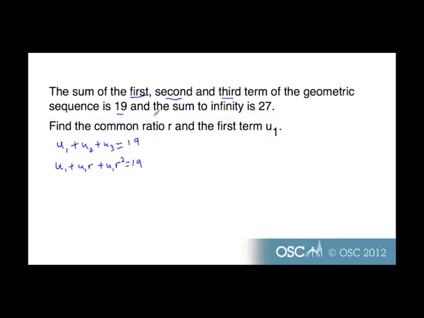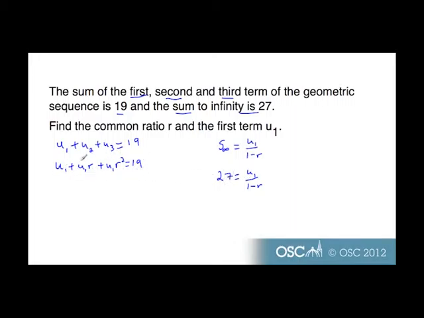From there, we have another piece of information. The sum to infinity is 27. So the sum to infinity, again, from your formula booklet, is u1 over 1 minus r. We don't know this, and we don't know this, but we do know 27. So 27 is the first term divided by 1 minus r.